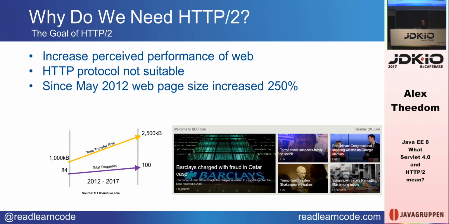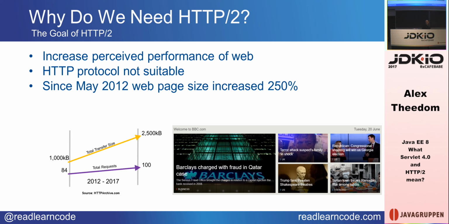If you have a look at the HTTP archive, it shows that the size of a website or web page has increased 250% since 2012, and that's only in the last few years. And the average number of requests made to download resources is around 100 requests per page.